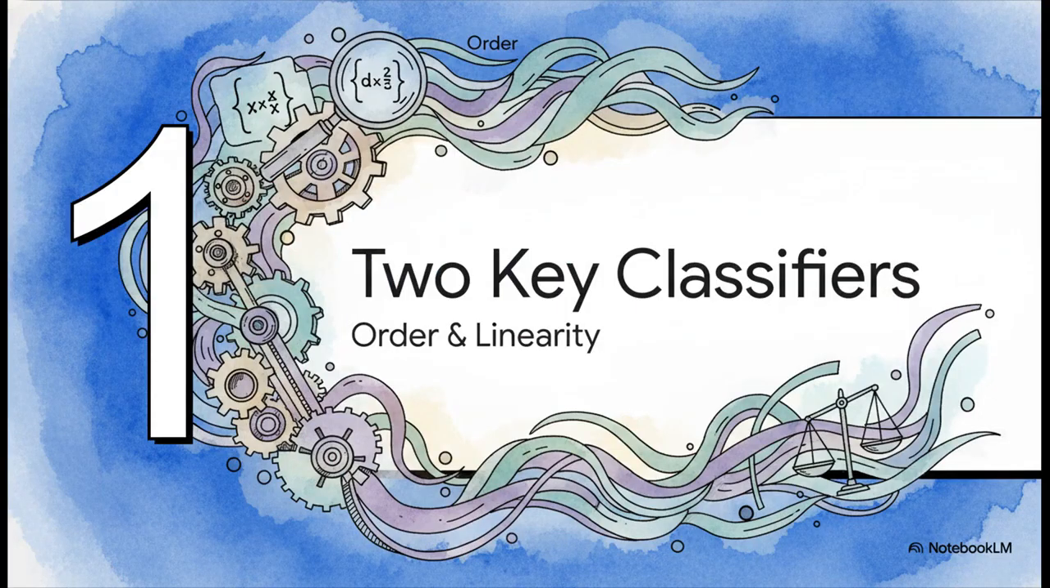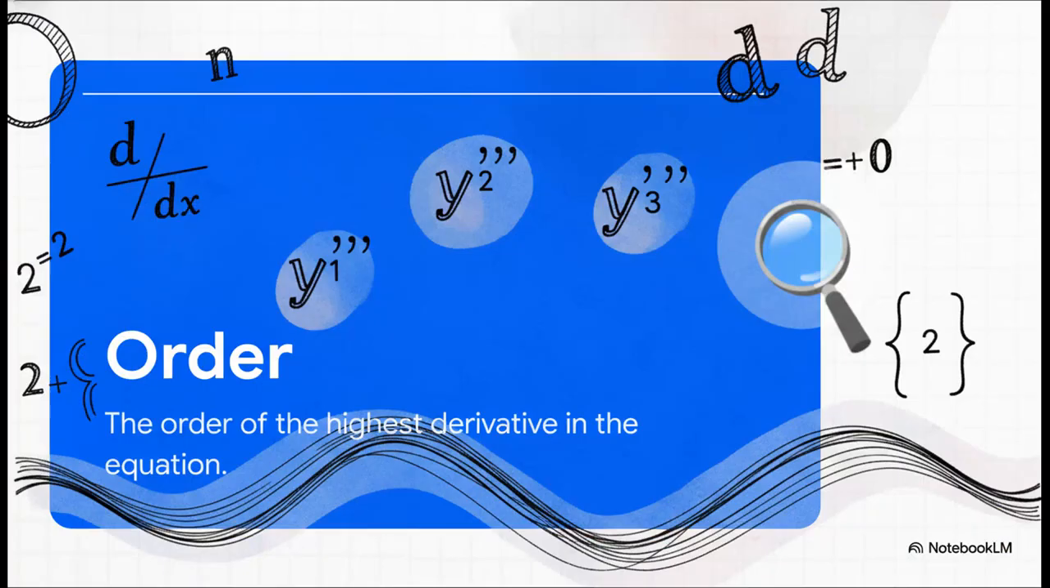Okay, so to get fluent in this new language, we've got to learn its grammar. For DEs, it all starts with two key ideas, the order of the equation and whether it's linear or not. These two labels tell us a ton about an equation, and, more importantly, how we're going to solve it. First up is order. And this one is super straightforward, I promise. The order of a differential equation is simply the order of the highest derivative you can find in it. That's it. You just look for the highest one.